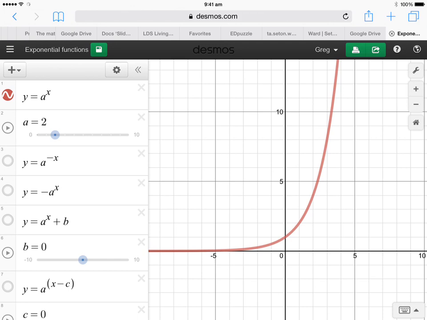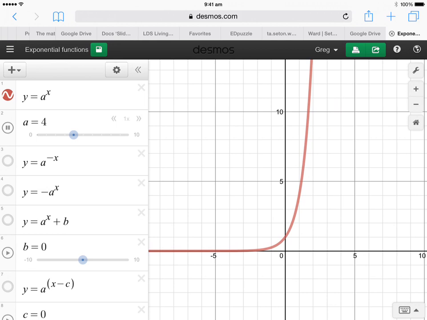Hi everyone, in this video we are going to be going through the graphs of exponential functions and just trying to show you how these things work, what they look like when we change all of the parameters that you need to know here. So let's start off with y equals a to the power of x. So you've got your most basic exponential graph here, and I'm setting a is equal to 2.